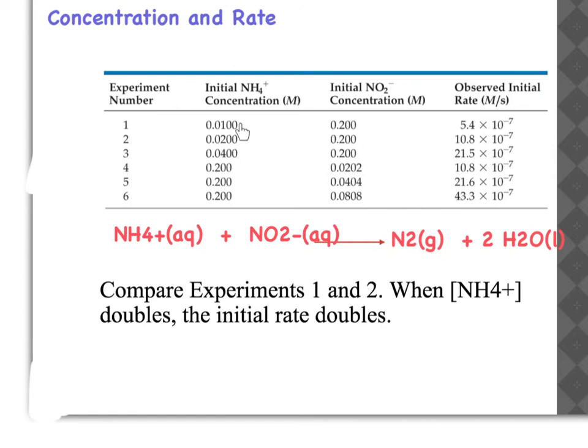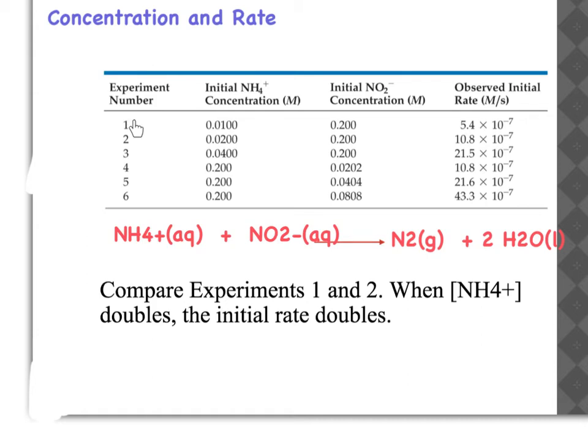And what happens is, by doubling the concentration of ammonium, we have in effect doubled the rate of the reaction. Now let's take a look at what happened between experiments 4 and 5. Since the ammonium is held constant between these two, then the change in rate is because of the change in the nitrite ion concentration. And between experiments 4 and 5, we double the concentration of nitrite ions, and the rate also doubles.